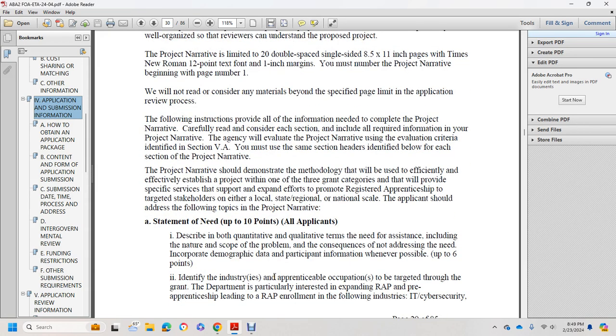Statement of the need, up to 10 points. All applicants will describe, in both quantitative and qualitative terms, the need, the nature and scope of the problem, and the consequences of not addressing the need, incorporating demographic data and participation information whenever possible. Up to 6 points.